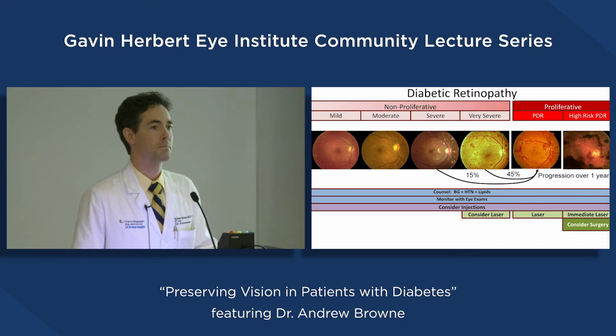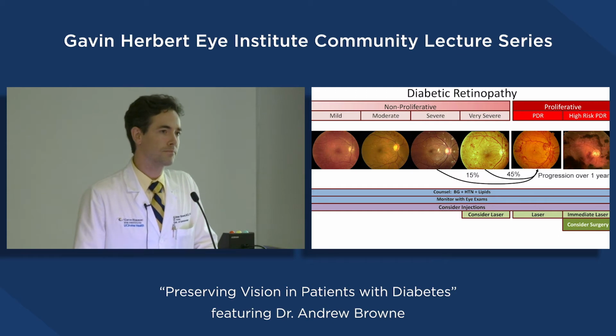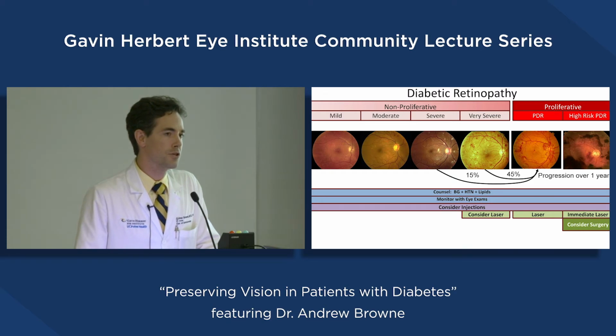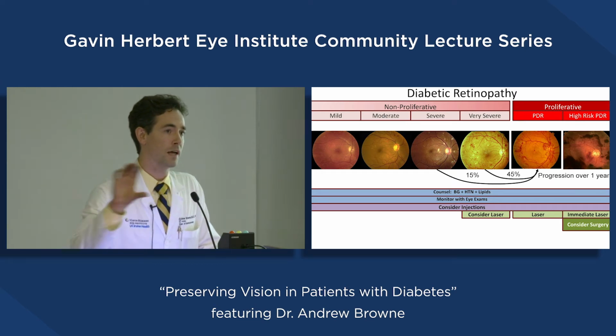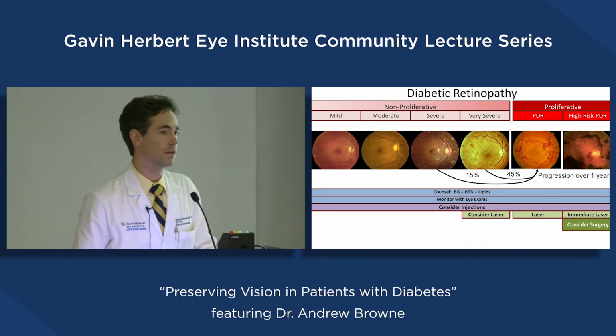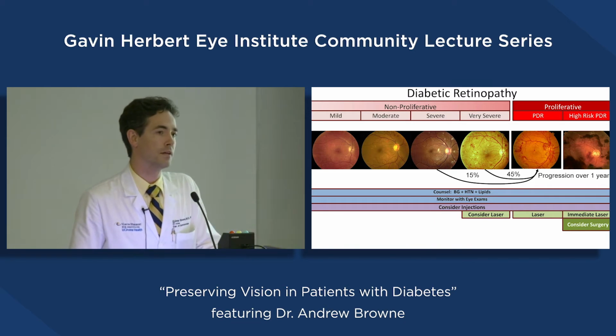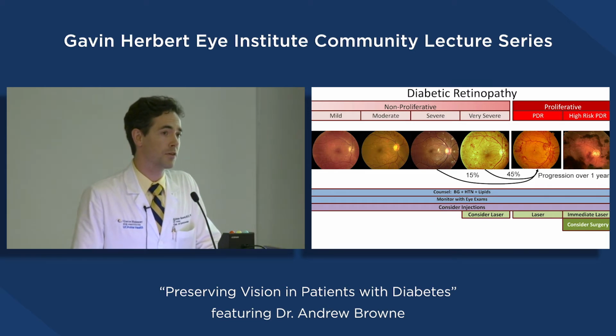Yeah? Question, is there a correlation between A1C and the severity that you're showing up there? So the duration of A1C being elevated, so if you have a high A1C for a very long time, then certainly you can have a rapid progression through the stages of diabetic retinopathy. So there is an association.